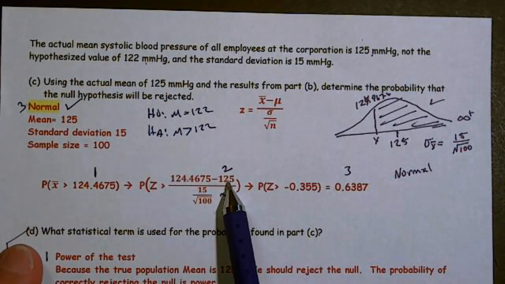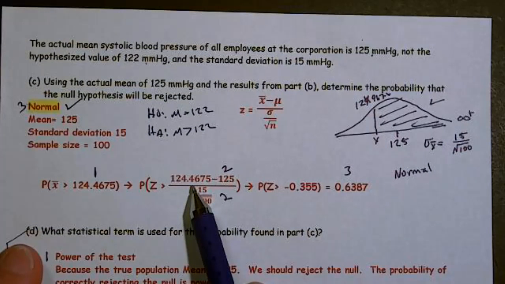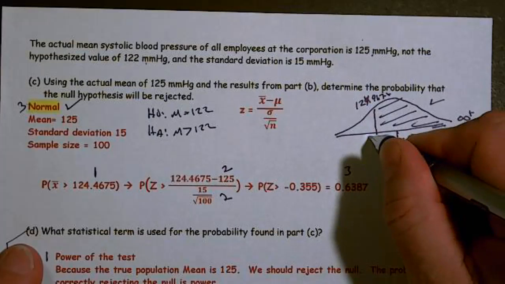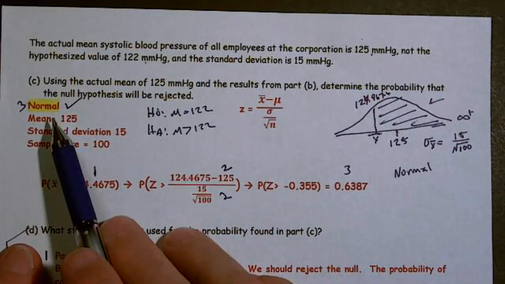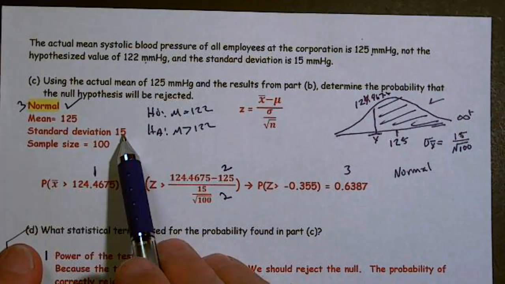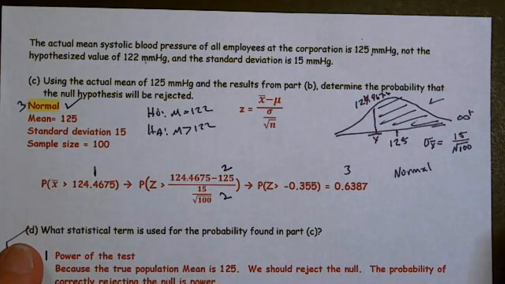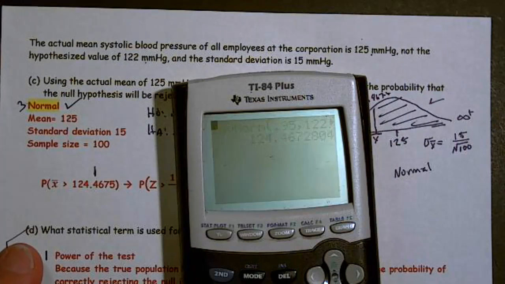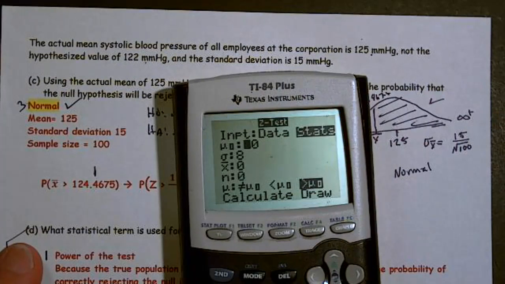So if that's the case, what's the probability that we're going to get a z-score greater than 124? I mean, not a z-score, an x greater than 124. And really, I should say an x bar. Well, we know we're working with a normal. Our mean is 125, our standard deviation is 15, and our sample size is 100. So I'm going to do a stats test z-test.